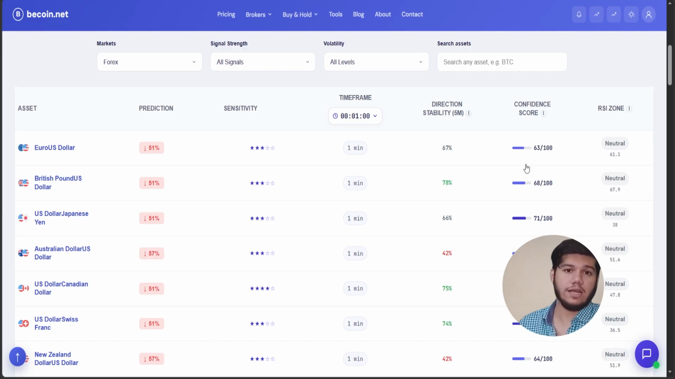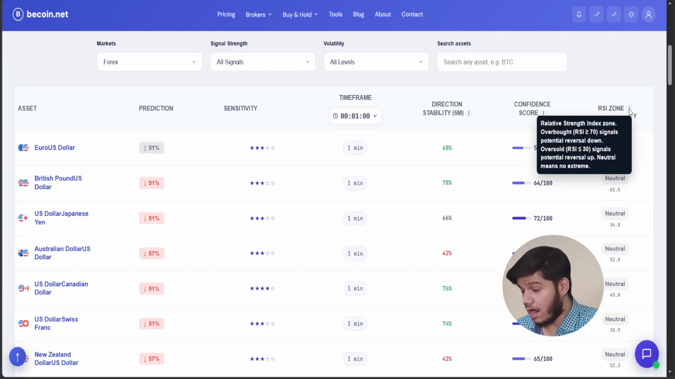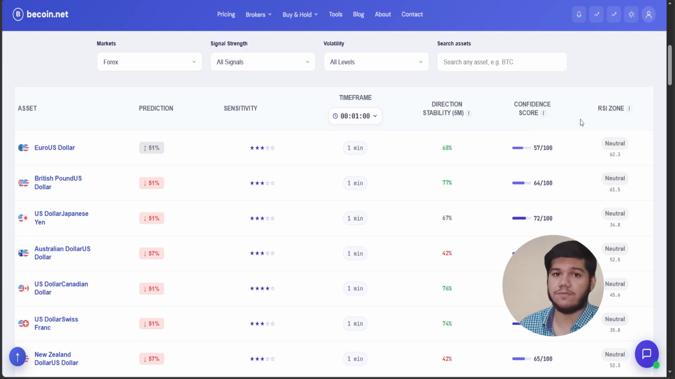Now don't take this trade exactly at 50%. Wait for the score to cross the 60% level, 65% level to make sure that this confidence score matches your trade size. Beside it, it's the risk zone, RSI zone. So RSI zone is pretty simple. If the RSI is below 50%, it means it's currently in the oversold region and price could go upwards in the near future. And if the RSI zone is above 50%, like 60, 80, 90, it simply means the price is currently in the overbought region and might come downwards in the near future.